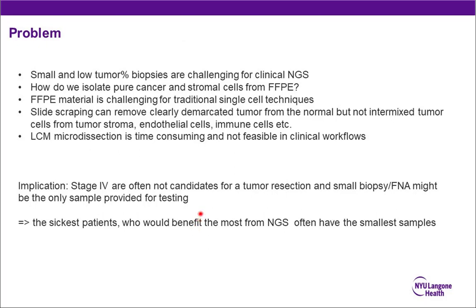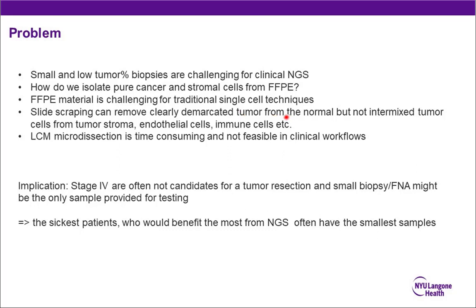So this represents a practical problem: small and low tumor percentage biopsies are challenging for clinical next-generation sequencing, and it poses the question, how do we isolate the pure cancer or stromal cells for research purposes from FFPE? FFPE material is challenging for traditional single-cell techniques.